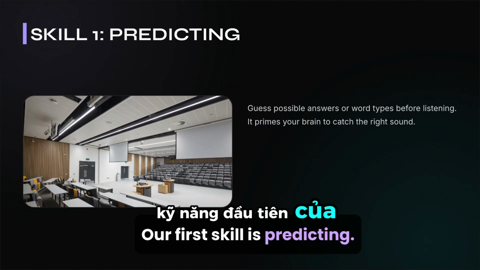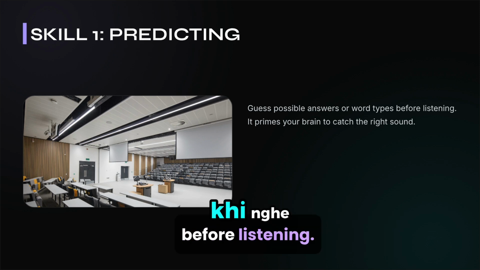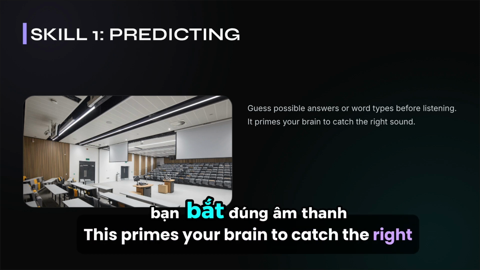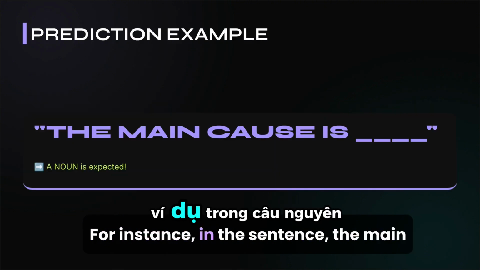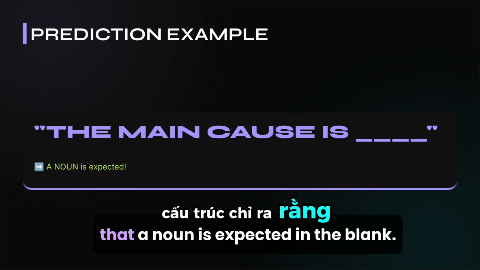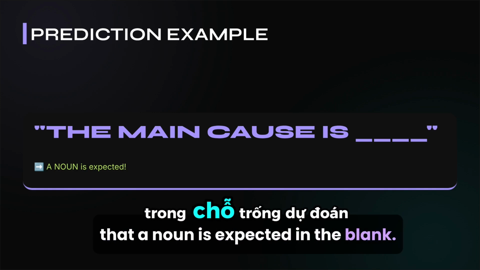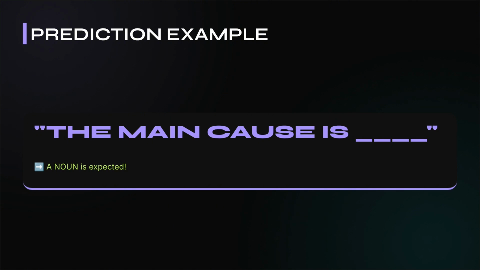Our first skill is predicting. Guess possible answers or word types before listening. This primes your brain to catch the right sound and necessary words in the audio. For instance, in the sentence, the main cause is blank, the structure indicates that a noun is expected in the blank. Predicting the word type helps narrow down possibilities.